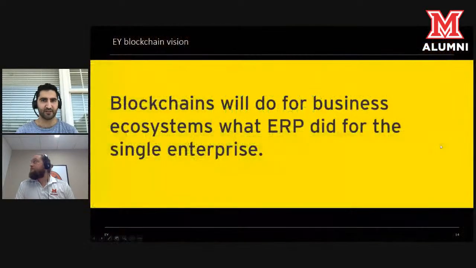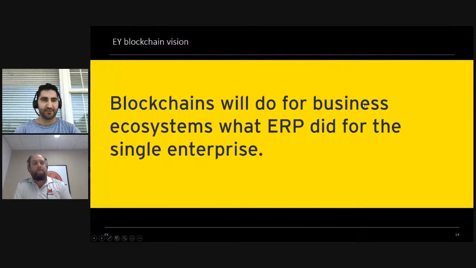Cool, and I think with that, we can move on to the next portion of the presentation. So how is EY approaching blockchain? And I'll start with our vision.